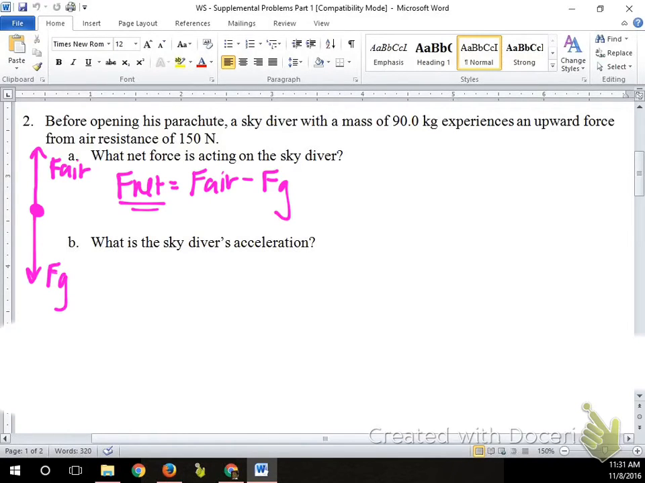We're solving for the net force as a whole, so we don't need to do any substitutions there just yet. What's our air resistance force? 150, that's given to us. And our FG is mass times gravity, so we'll take 90 times 9.8. 882.